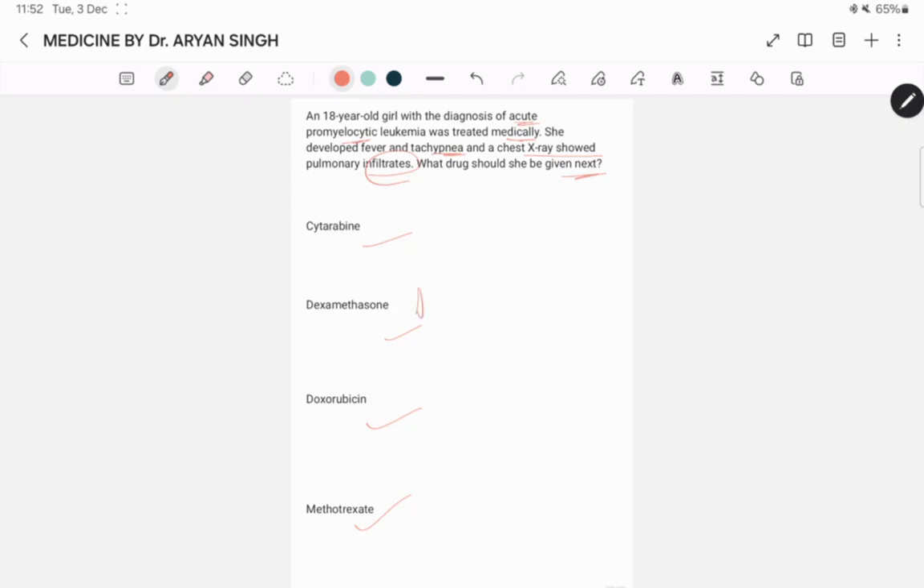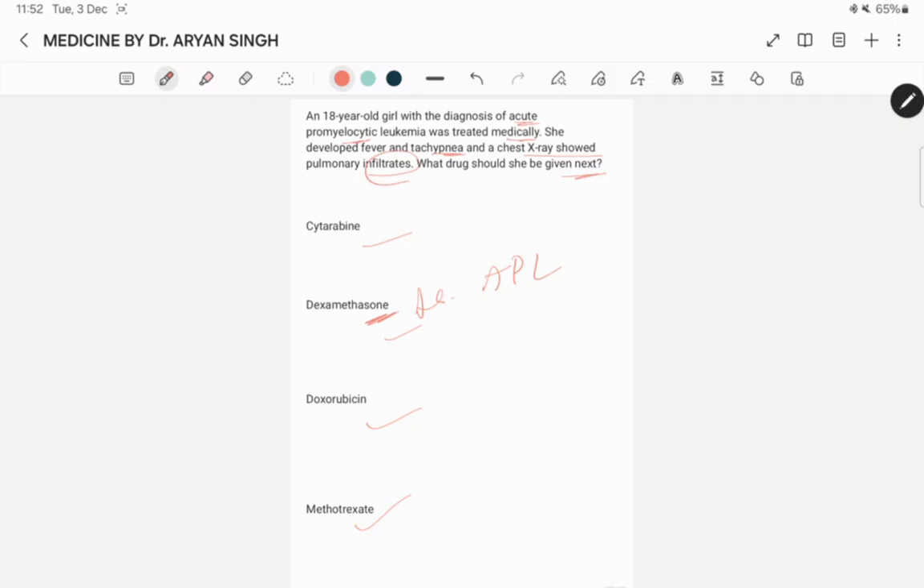The best answer is dexamethasone, because the clinical scenario describes a patient with APL, acute promyelocytic leukemia, developing fever, tachypnea, and pulmonary infiltrate while on medical treatment. This is suggestive of APL differentiation syndrome, an adverse effect of all-trans retinoic acid. The management involves glucocorticoids like dexamethasone. Along with the glucocorticoids, there are other management measures also.